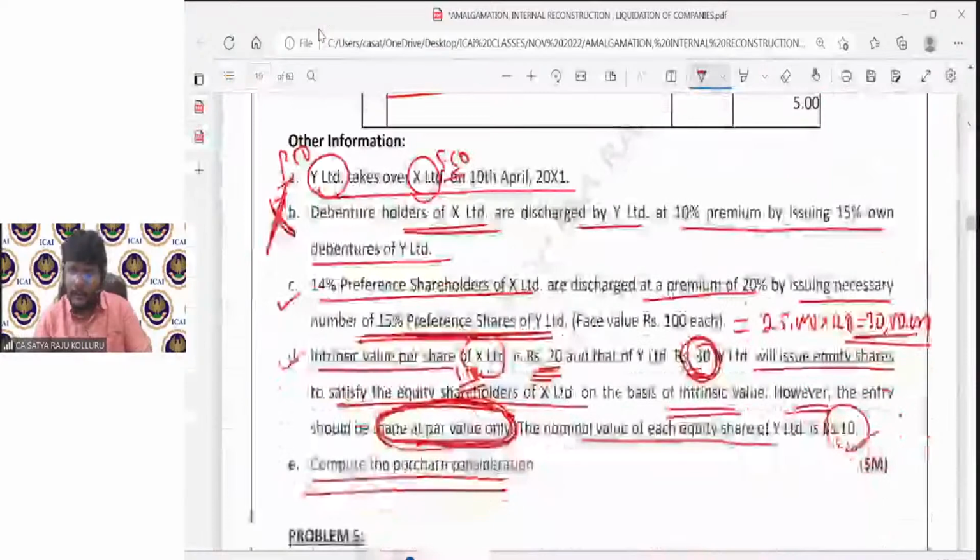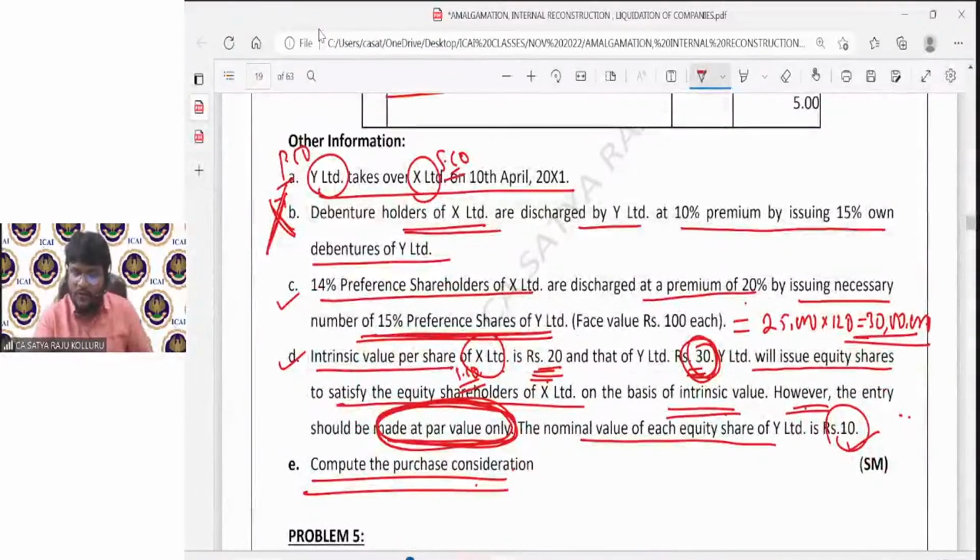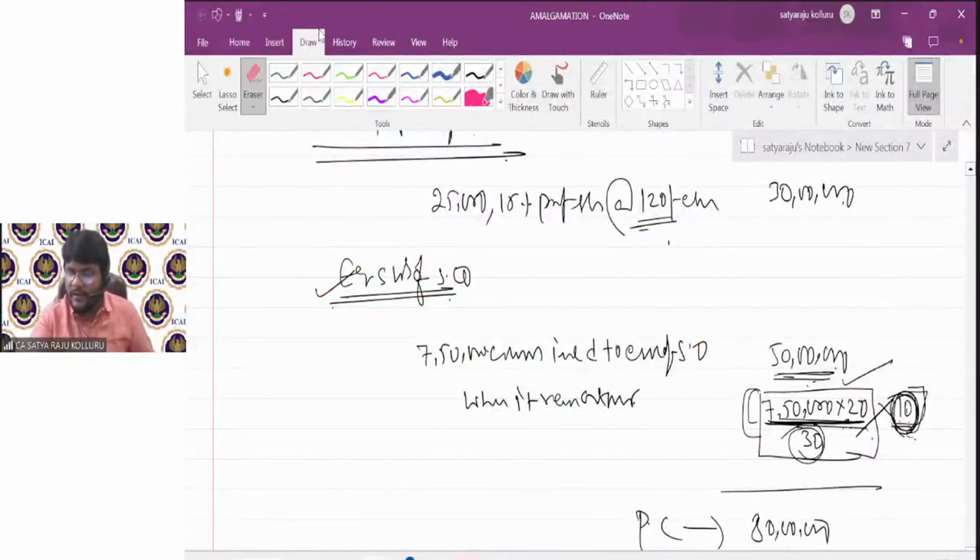Just let me open. In the same problem, for example, the entry should be made at par value is given. Now, this information is not there, let us assume. Then what do I need to do? No need to multiply with this 10, and no need to work out how many shares are issued as PC. I only need to work out the number of equity shares in the selling company multiplied with the intrinsic value per share in the selling company. Then 7,50,000, you can simply multiply with 20. How much will it become, guys? 7,50,000 into 20 means 1 crore 50 lakh.